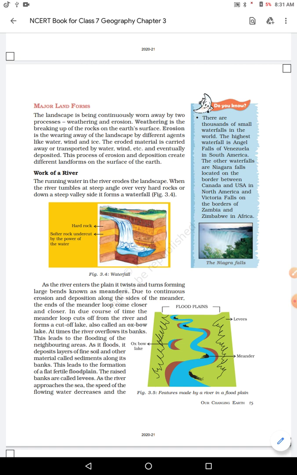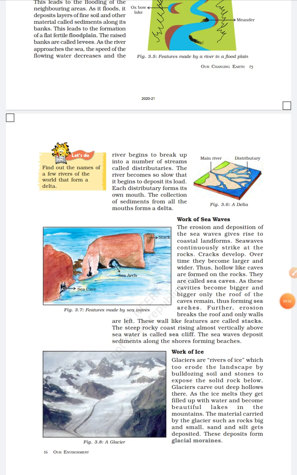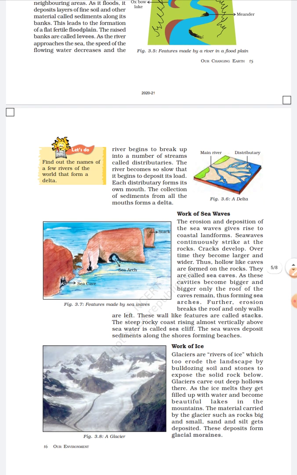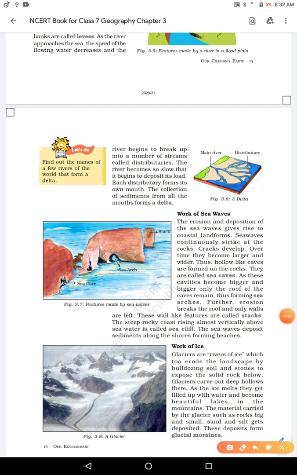As the river approaches the sea, the speed of the flowing water decreases, and the river begins to break up into a number of streams. This is the main river. Let me tell you, this is the main river and this is a distributary. Now what is a distributary? The meaning of distributary is that this river will not meet the main river again. Okay, you can see the distributary over here, right?